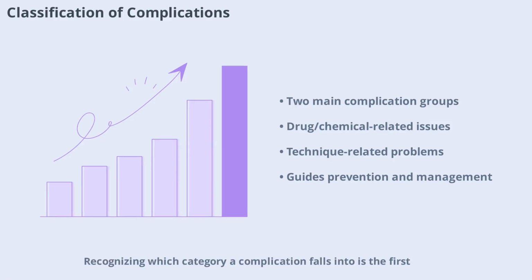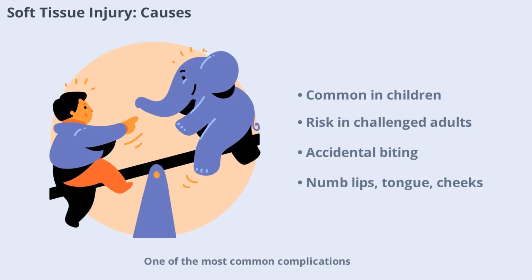Recognizing which category a complication falls into is the first step in determining the appropriate preventive measures and management strategies. This classification helps clinicians quickly identify the root cause and respond effectively, ensuring patient safety and comfort throughout the dental procedure. One of the most common complications, especially in children and mentally or physically challenged adults, is soft tissue injury.